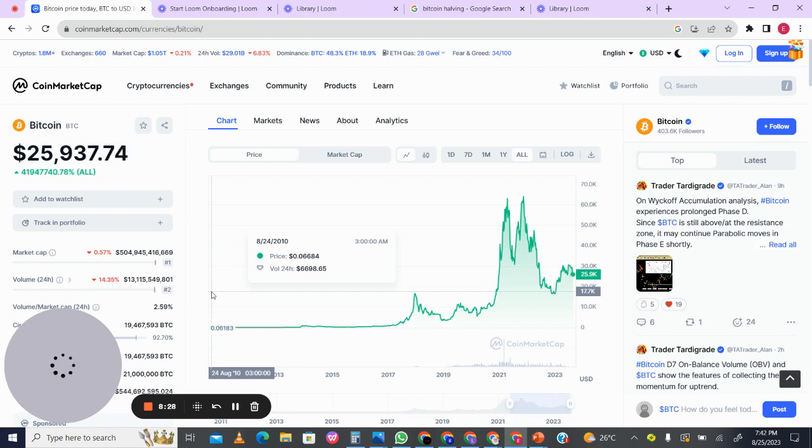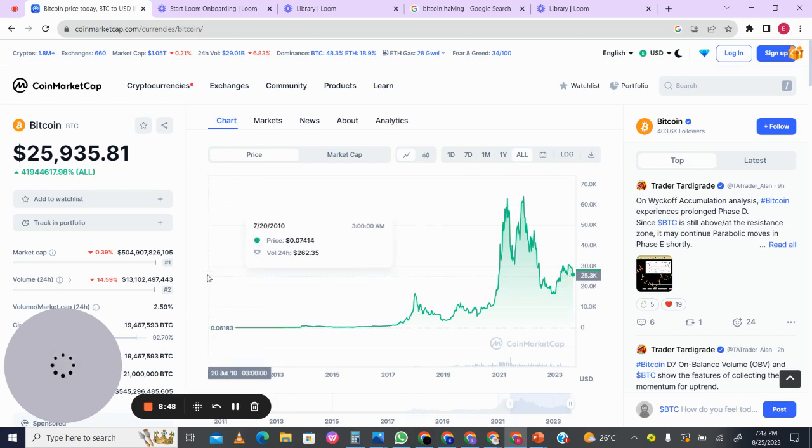Make sure you understand the seasons in which you have to invest. Make sure you understand the seasons in which you have not to invest, so that at the end of the day you can safeguard your capital, and at the same time maximize on the opportunities in the market and make much more money. I'm going to talk about the Bitcoin seasons.